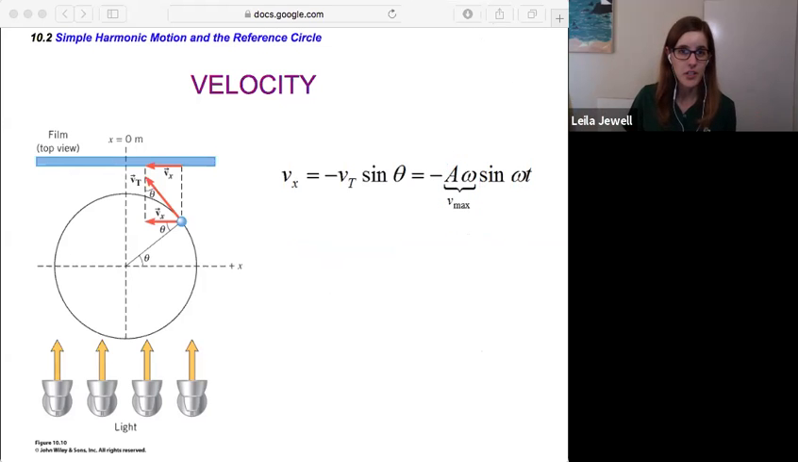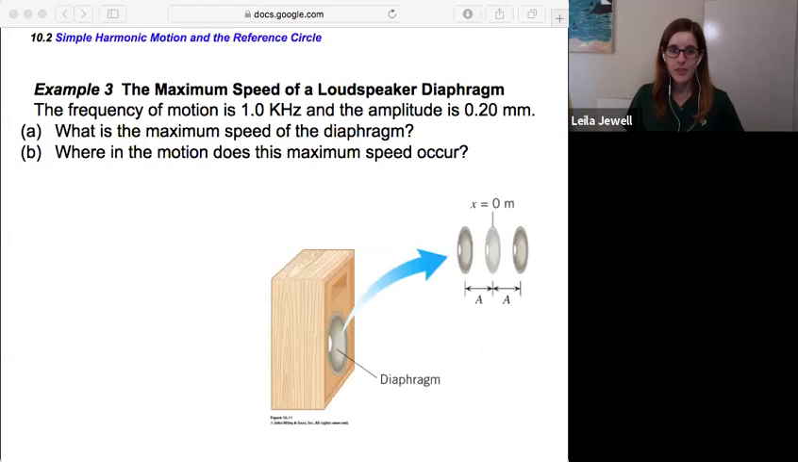Let's look at an example of this in action. So the maximum speed of a loudspeaker diaphragm. Loudspeakers, if you've ever ripped the cover off one of them, there's actually a part that moves back and forth. It oscillates back and forth, and that's what generates the sound, is the oscillations. Super cool. Well, for a frequency of motion that's 1 kilohertz and an amplitude of 0.2 millimeters, what is the maximum speed of the diaphragm? Then we could also ask, where in the motion does this maximum speed occur?